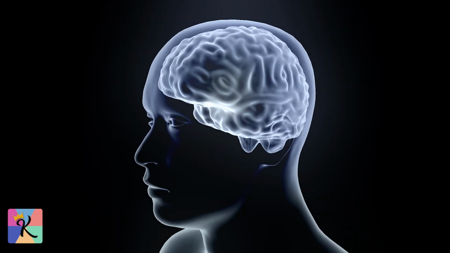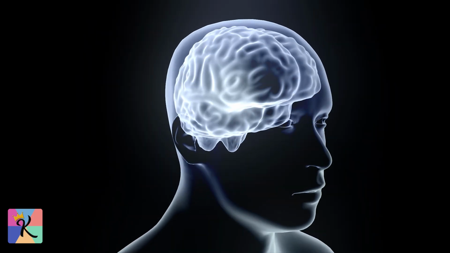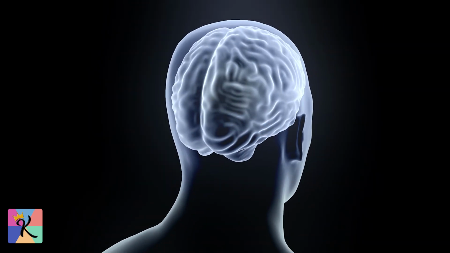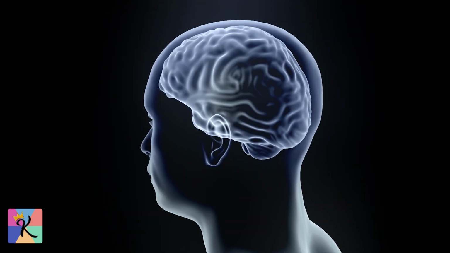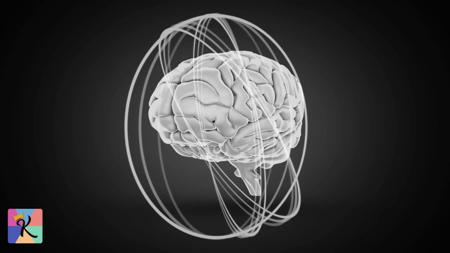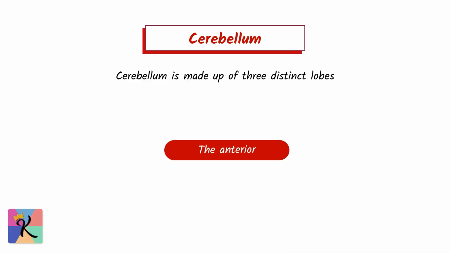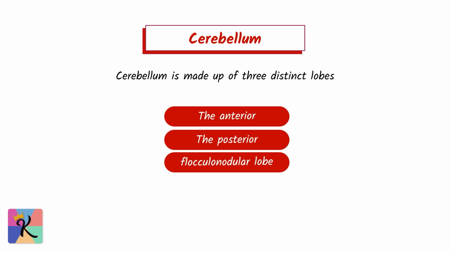Alright, so today we're diving deep into the cerebellum, one of the most fascinating parts of the hindbrain. It sits within the posterior cranial fossa, just below the occipital lobes and dorsal to the brainstem. The cerebellum plays a vital role in coordinating movements, maintaining balance, and planning complex motor activities. It is made up of three distinct lobes: the anterior, posterior, and flocculonodular lobe.